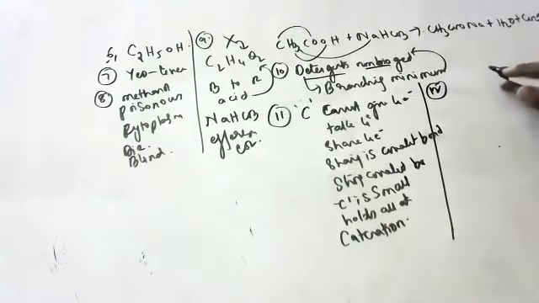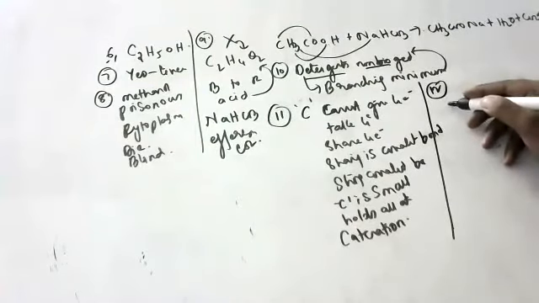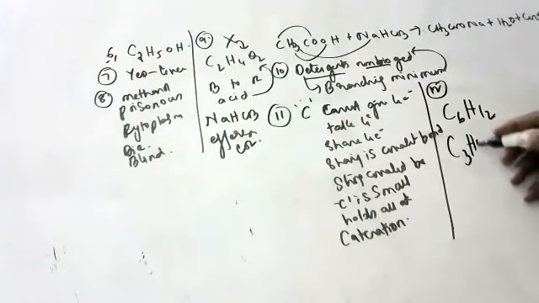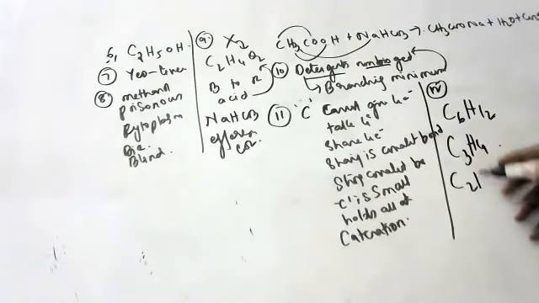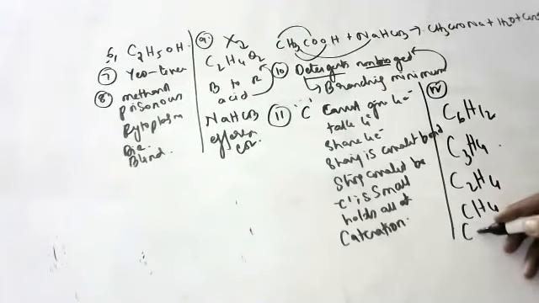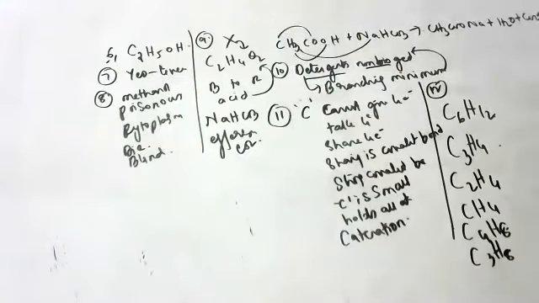So the question: select alkanes, alkenes and alkynes from the following. First one is C6H12. Second one is C3H4. Third one is C2H4, CH4, C4H8. Next, C3H8. Select the alkanes, alkenes, and alkynes, children.